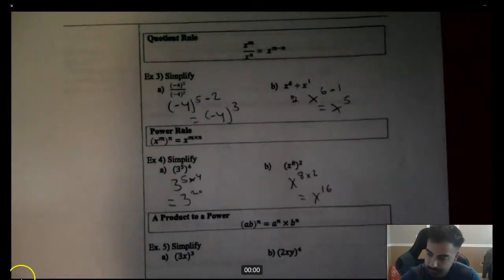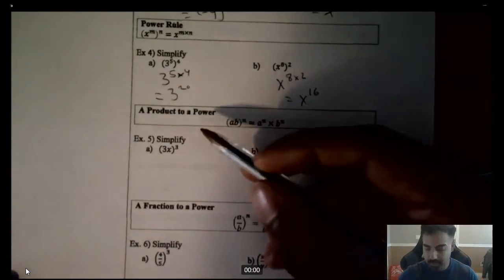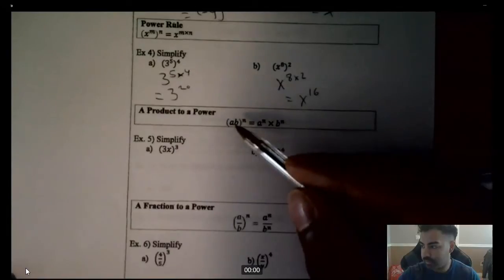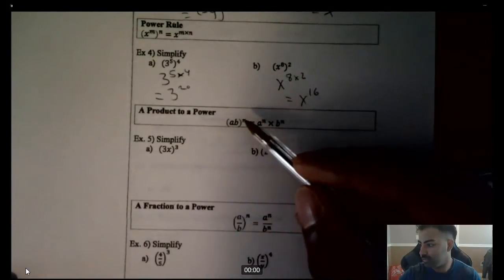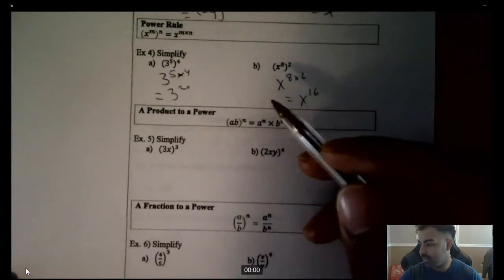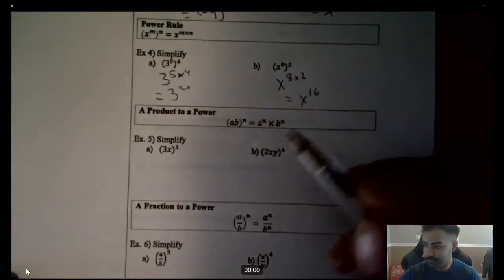Okay, so a product to a power, same sort of idea. So when you have a couple bases in here, you can just distribute the integer inside, so that the integer goes to the b and it goes to the a here. So let's take a look.